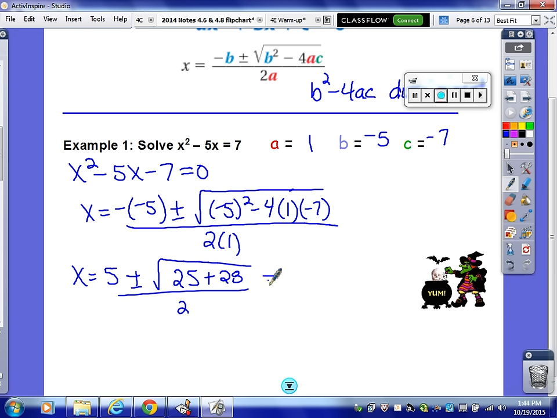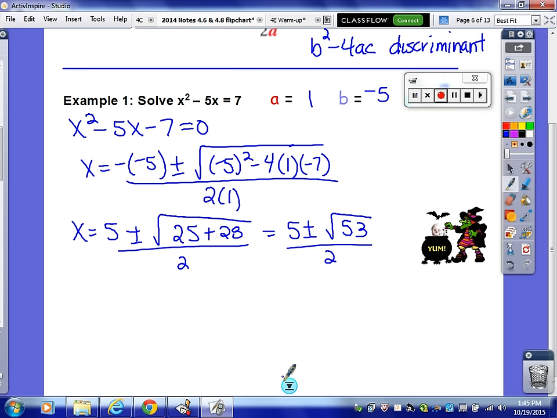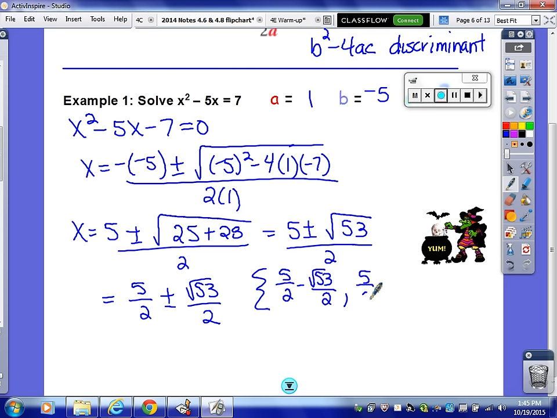Alright, just simplifying. 5 plus or minus, add 25 and 28 together and you're going to get 53 all over 2. Alright, 53, the square root of 53. I'm looking for pairs. There's no pairs in 53. So I can leave this alone, put it in standard form, plus or minus the square root of 53 over 2. So my two answers are 5/2 minus the square root of 53 over 2, and 5/2 plus the square root of 53 over 2.